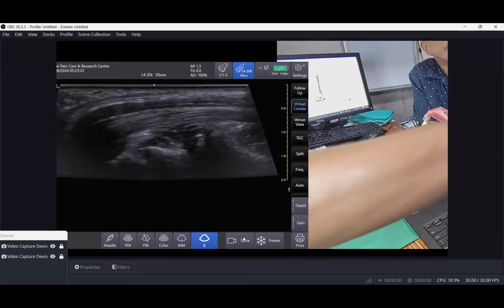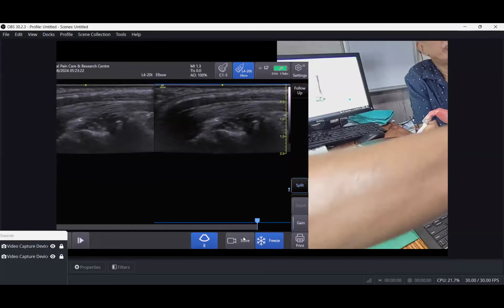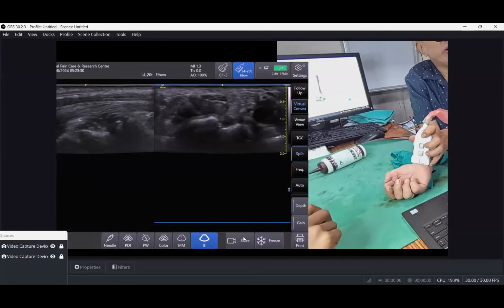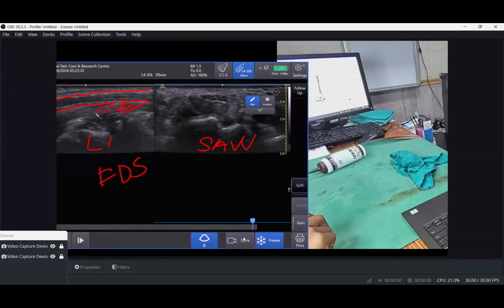Freeze. So this is the long axis. Unfreeze. And this is the short axis view of the median nerve. Freeze. So the right side of your screen is the short axis view of the median nerve, and this one is the long axis. You can see this one is the median nerve. The upper hypoechoic structure is the median nerve, and the one below is the flexor digitorum superficialis tendon. This upper one is the median nerve in the long axis, and this one is the short axis of the median nerve.